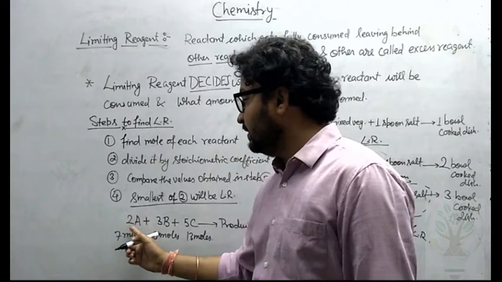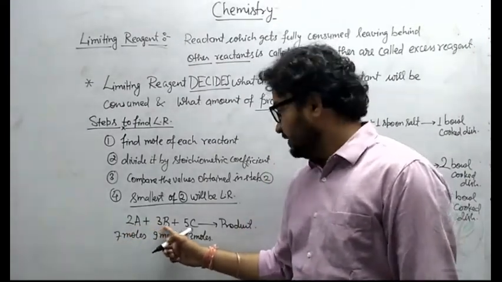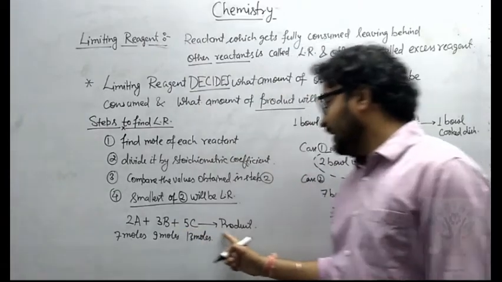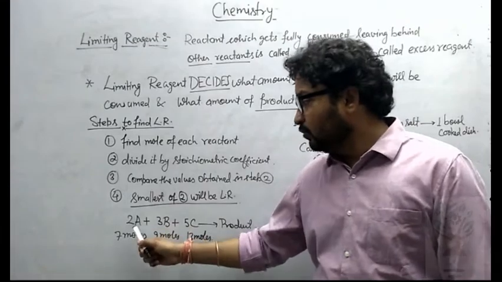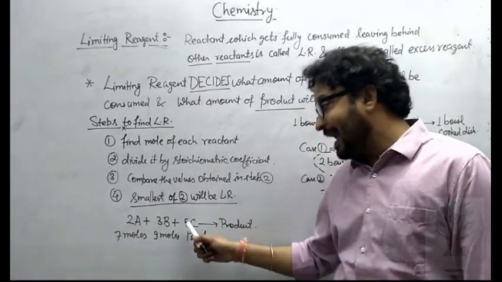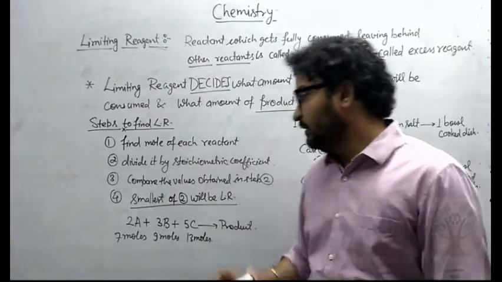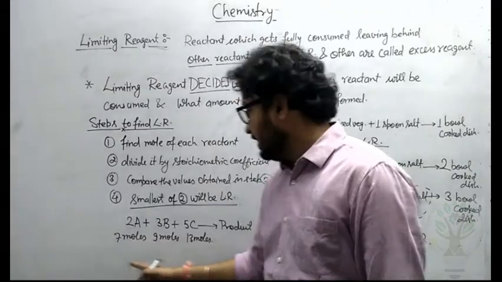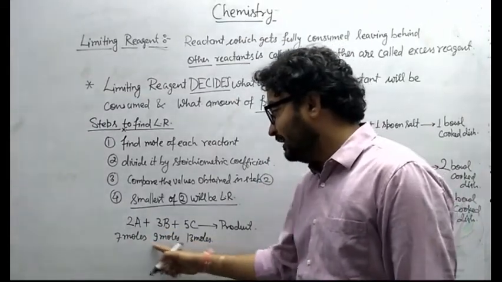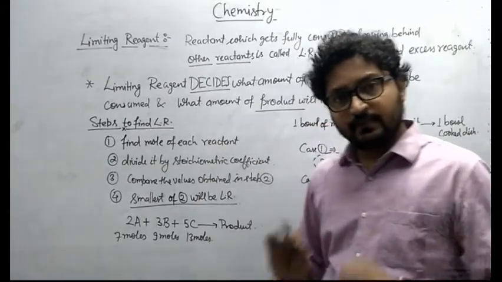Okay, now let's take a very easy example. Suppose I have 2A reacting with 3B, which further reacts with 5C, and they give us product. How many reactants do I have? 3. When 2 moles of A react with 3 moles of B and 5 moles of C, we get product. Now let's see. I have taken 7 moles of A, 9 moles of B, and 13 moles of C.